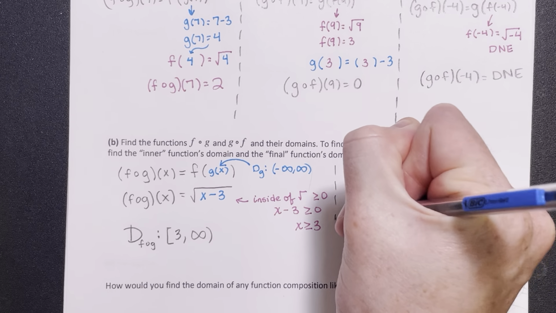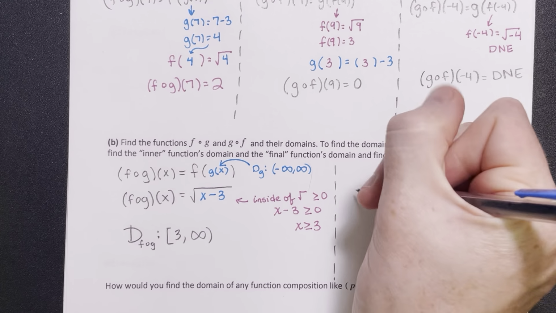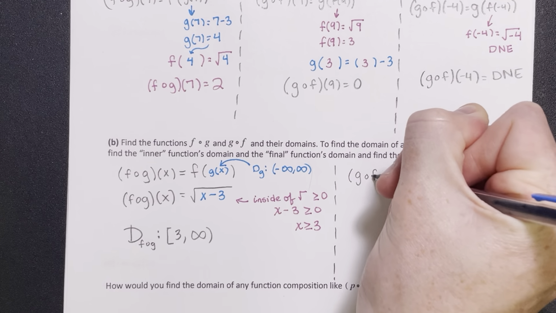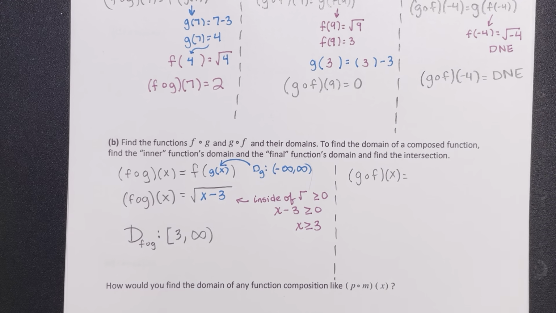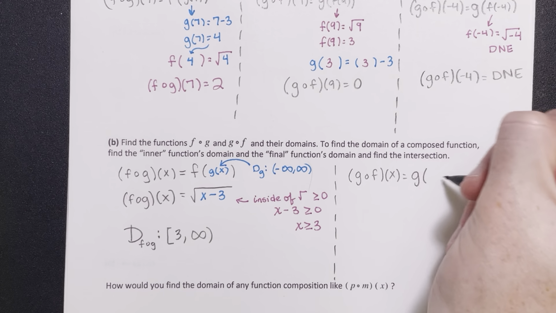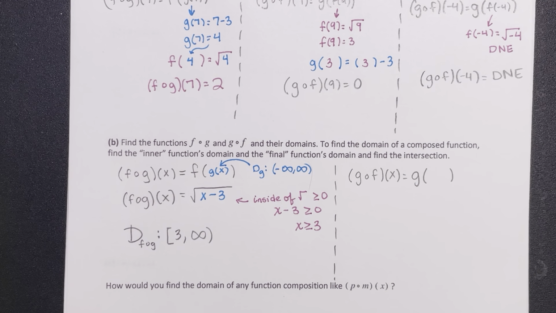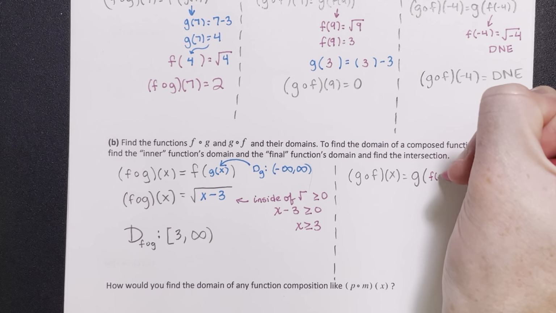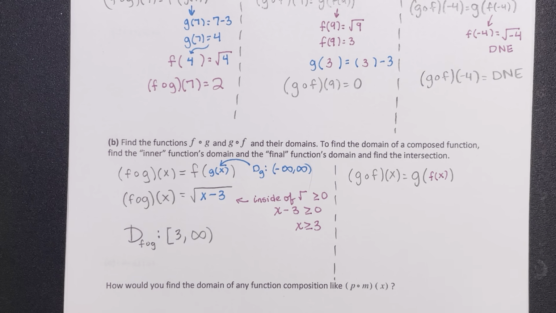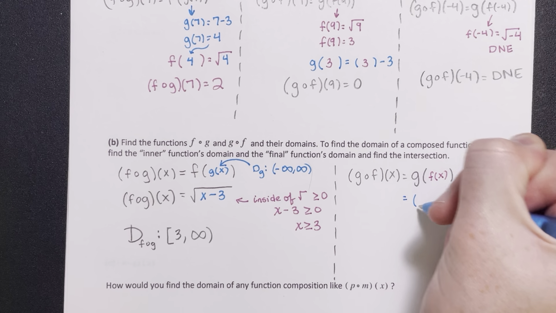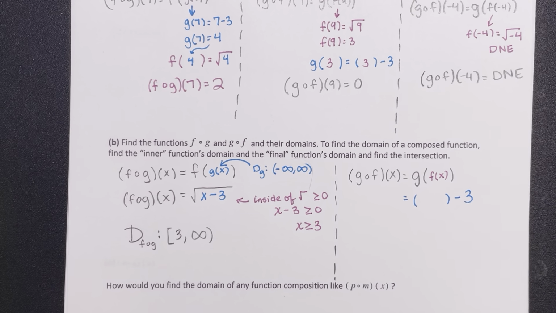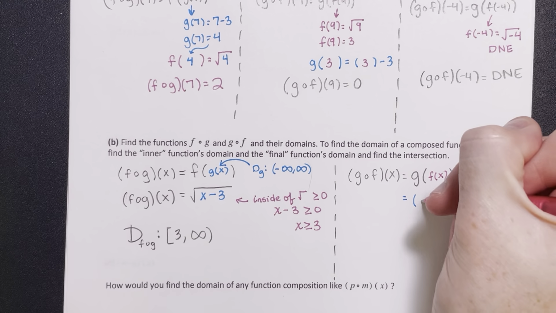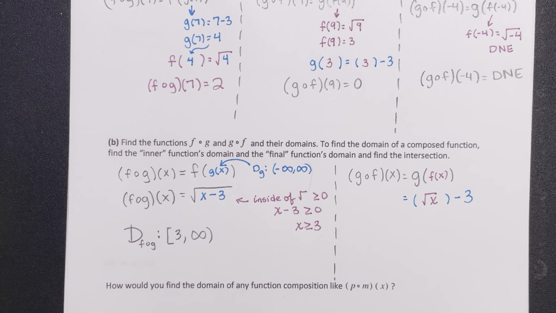Let's consider how that compares to g of f. G of f would mean that you start with your g function and you're plugging in f of x. G of x is just x minus 3. But my f function is the square root of x. So we replaced our x with f of x. That happened to be the square root of x.